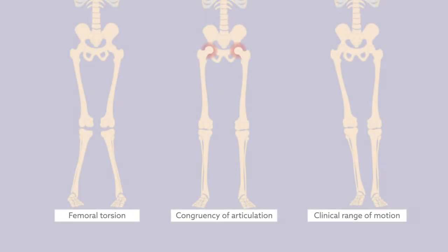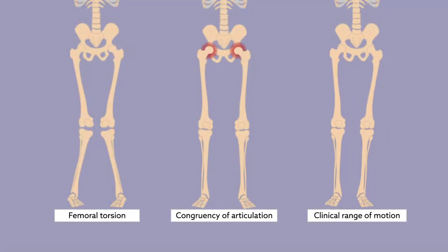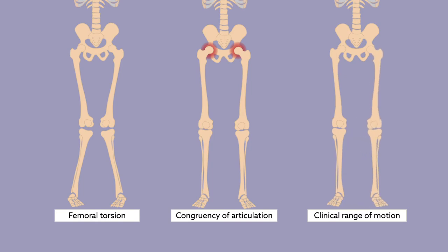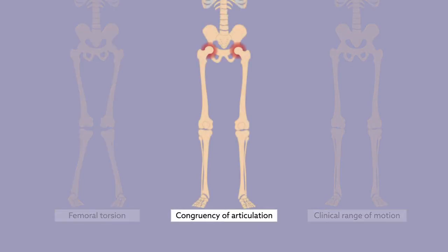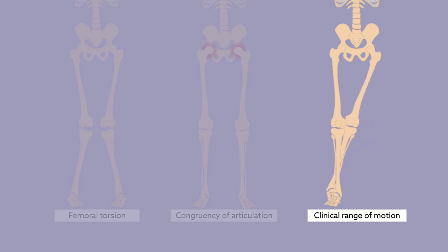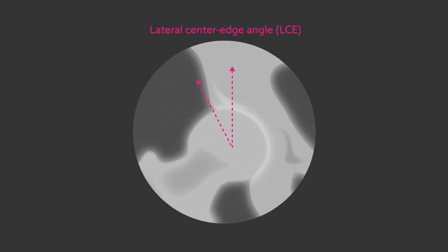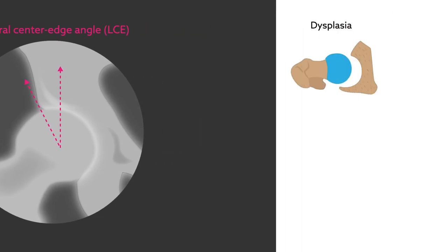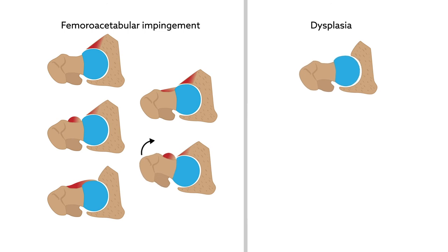Of course, assessing hip instability by the LCE angle alone could be a tremendous oversimplification. A true assessment goes much further, including parameters such as femoral torsion, congruency of articulation, and clinical range of motion, just to name a few. So while the LCE angle might offer a quick and easy indicator of possible hip pathology, broadening the scope to include more of these contributors is certainly the best course of action for treating patients with signs of both impingement and dysplasia.